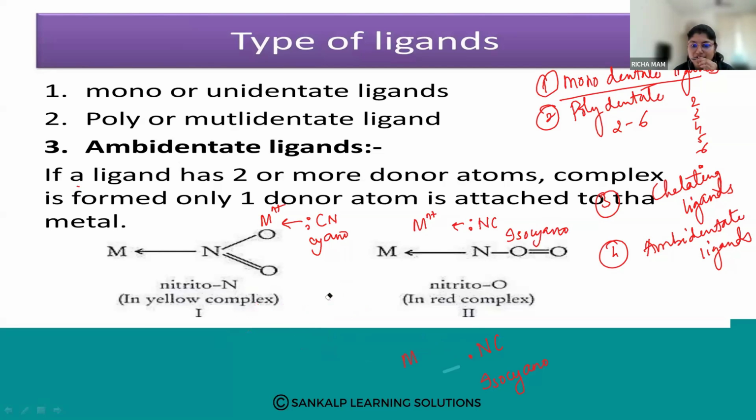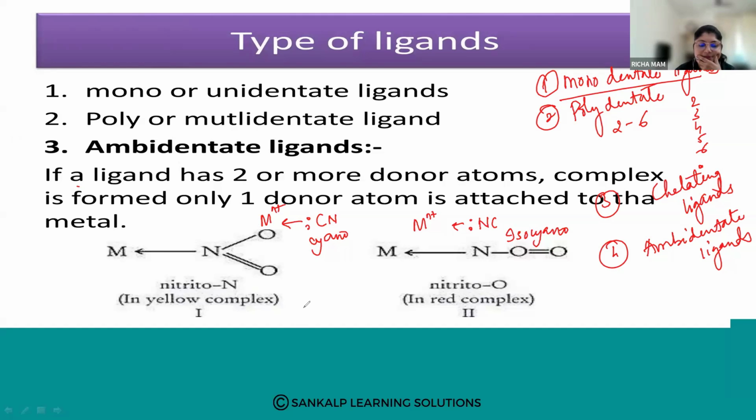One more example I'll give you. Please remember this; it is very important. They will ask you what is an amphidentate ligand, and to give examples. In the same ligand, when you have two or more donor atoms, but only one donor atom gets attached to the central metal atom, it is called an amphidentate ligand.